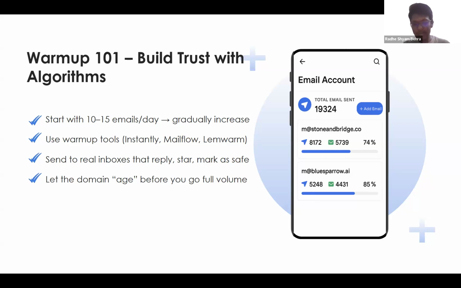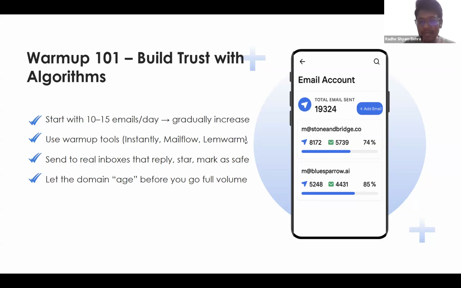So when you are adding a new mailbox to your cold email system, turn on the warm-up feature in your tool, or if not, use a tool like Lemwarm, Instantly, Mailflow and Lemwarm. These are the tools you can use for email warm-up. There are other tools as well. You can look into the internet, and you can warm these email addresses.